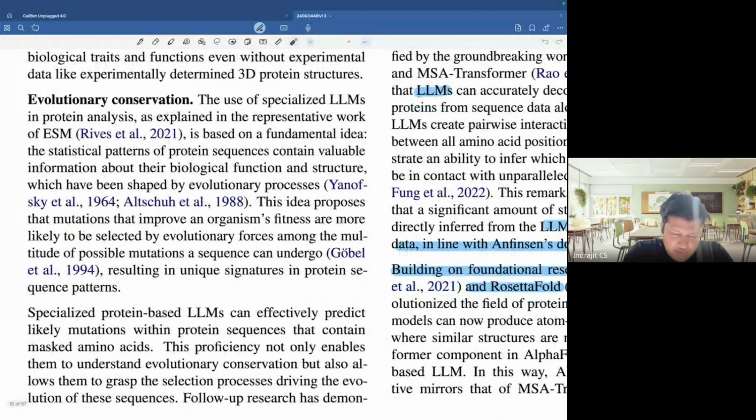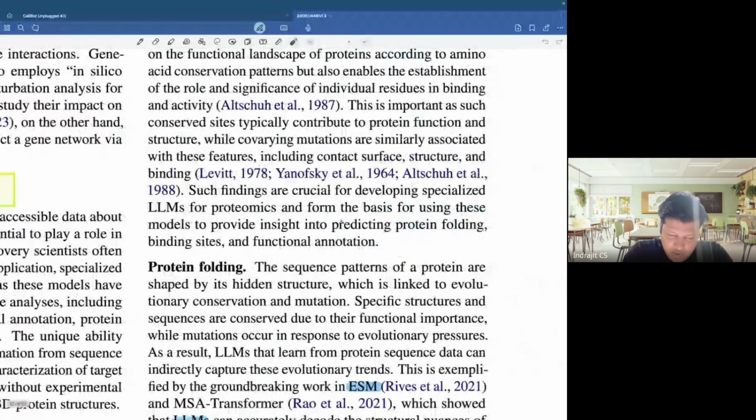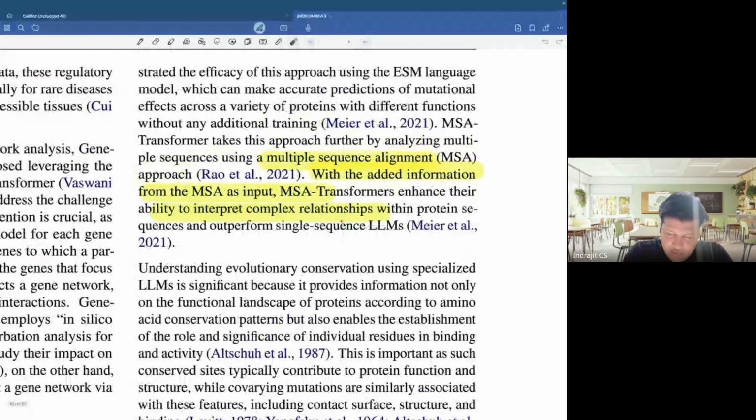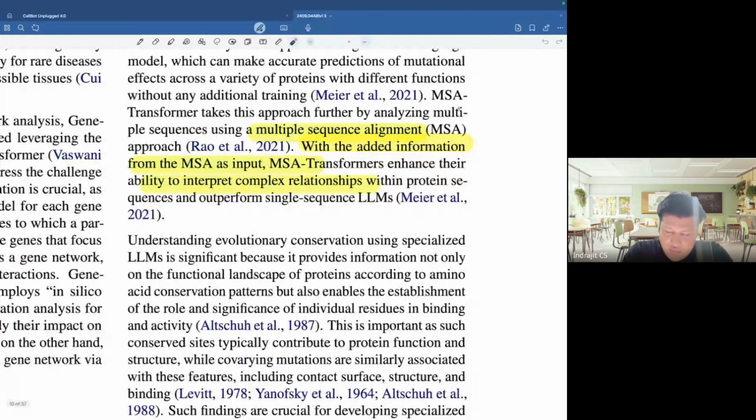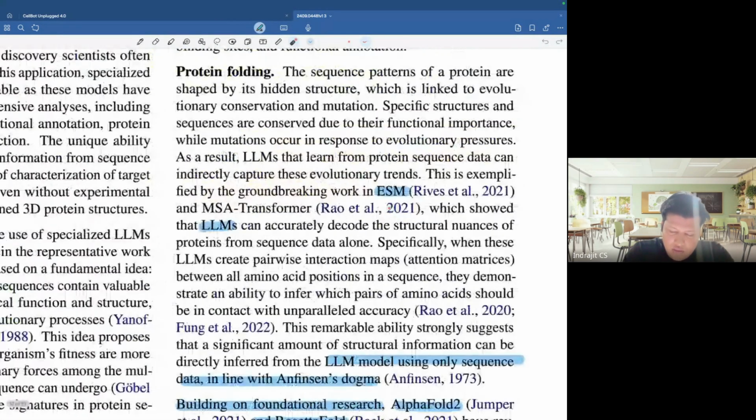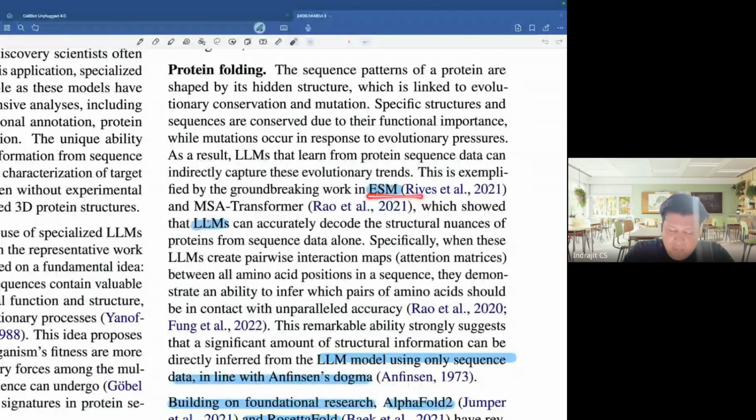Okay, so there are some evolutionary conservations, and then protein folding, but before that, let me talk about this ESM language model, the ESM 1b transformer, which can make accurate predictions of mutation effect across a variety of proteins with different functions without any additional training. There is another one, the MSA transformer, which is a multiple sequence alignment approach. It adds information from the MSA as an input, and the MSA transformer enhances the ability to interpret complex relationships within protein sequences and outperforms single sequence LLMs. Protein folding is more targeted using ESM and the MSA transformer.